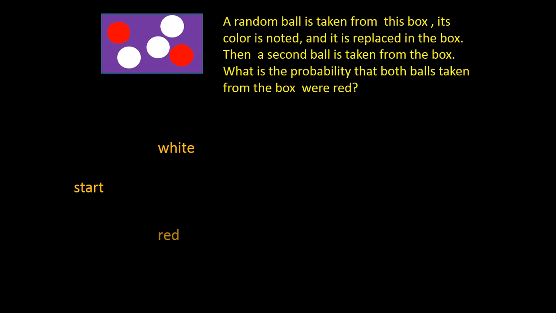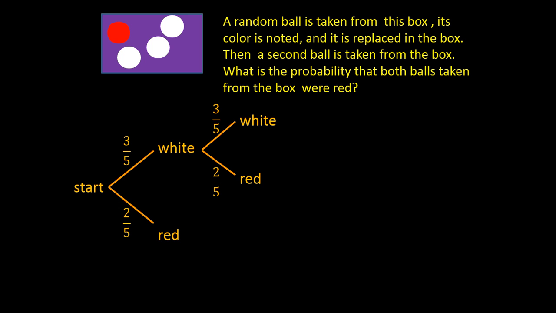This part isn't going to change. The first ball is either white or red. 3 out of the 5 balls are white, 2 out of the 5 are red. But since we are going to put that ball back in, that means even though we take a white ball out, the white ball is going to go back in. So when we get ready to take the second ball out, the probabilities are going to be exactly the same as they were for the first draw of the ball. We still have 3 out of 5 that are white and 2 out of 5 that are red.